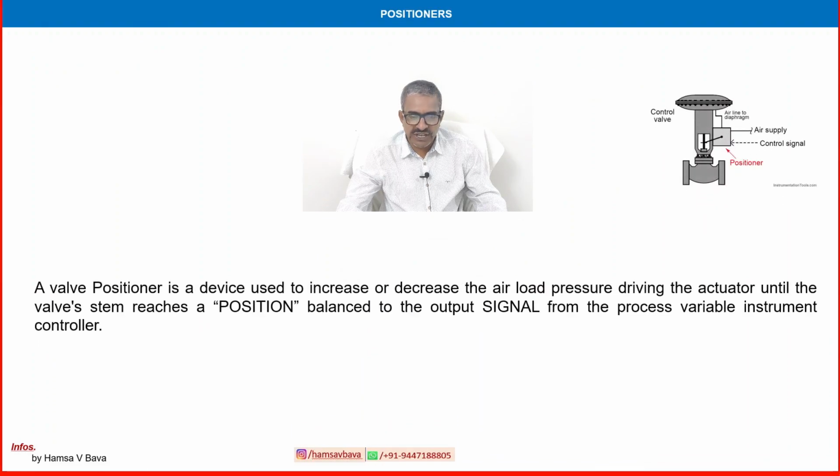A valve positioner is a device used to increase or decrease the air load pressure, driving the actuator until the valve stem reaches a position balanced to the output signal from the process variable instrument controller. You can see here the control signal is received by the positioner. The positioner adjusts and provides the necessary power to the diaphragm or actuator. That is one of the important applications of the positioner.